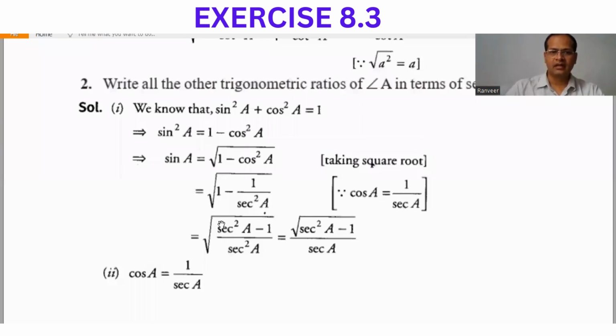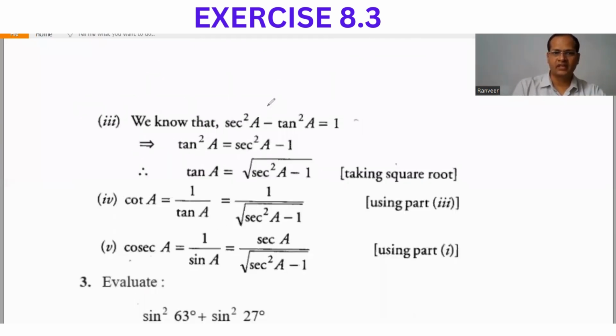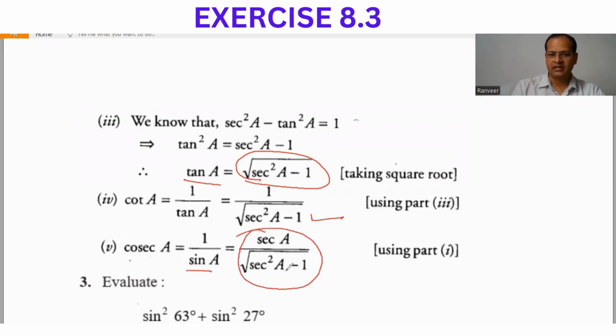Similarly, third, sec square A minus tan square A equals 1. So tan A on the left side, and on the right hand side the square root of sec square A minus 1. Cot A equals 1 by tan A, so we can write 1 by the square root of sec square A minus 1. Cosec A is 1 by sin A, this we can write as sec A by the square root of sec square A minus 1. So in this way we can find the values.